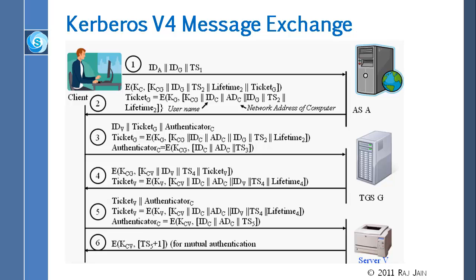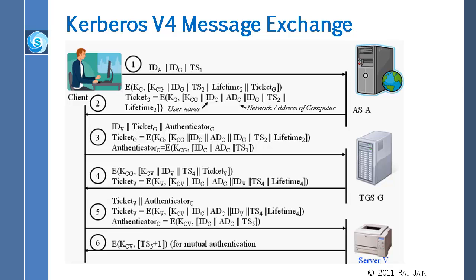And then the second part is the authenticator, which as before is basically ensuring that nobody else can take that ticket. This authenticator ensures that this ticket is being sent by somebody who knows KCV, who knows the key, and that identifies KCV. So now the server can identify that, and then it sends this TS5 back.